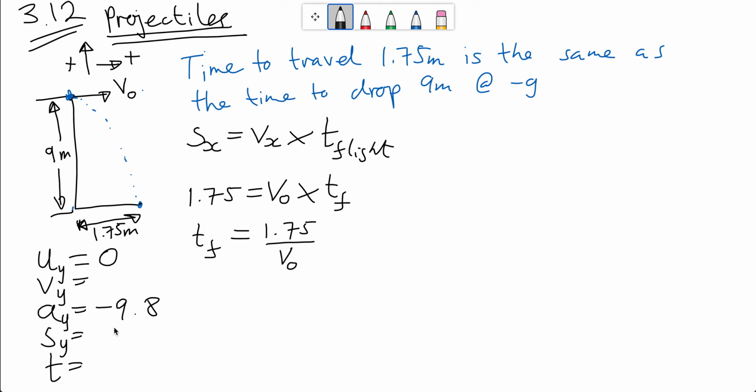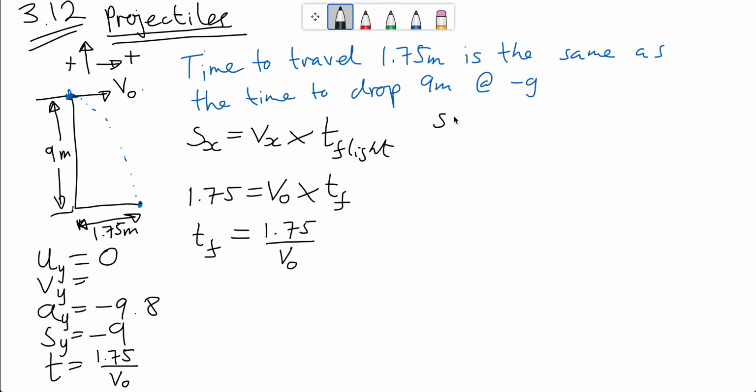The acceleration, of course, is minus 9.8 as usual, because it's gravity pulling it down. Now, the displacement is 9 meters, however it's in a minus direction, because the positive direction is up. There's also a horizontal positive direction that way. So the displacement is minus 9. Now, t is the time of flight, and that, of course, is 1.75 divided by v0. So which equation of motion would we choose to solve that?